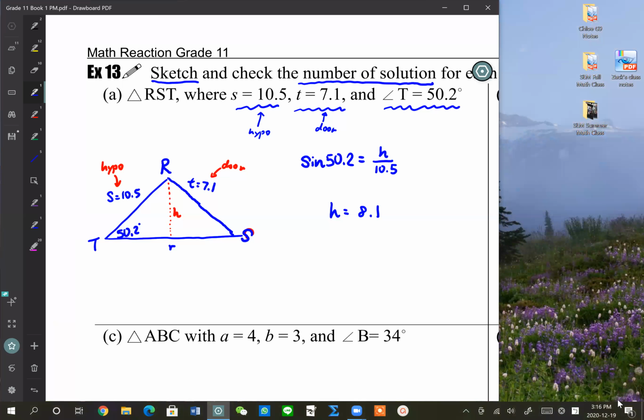Okay, so now we got the height. Let's think about the case, right? Is this case 1, 2, or 3? We know this one is ambiguous, right? Angle, side, side, right? This is ambiguous. So we need to know if it's case 1, 2, 3, or 4. Which one?